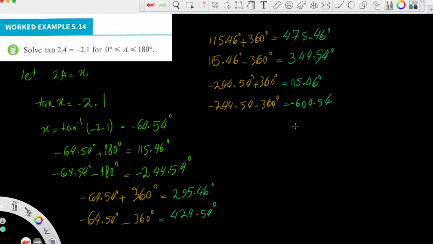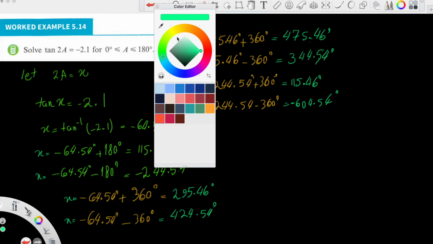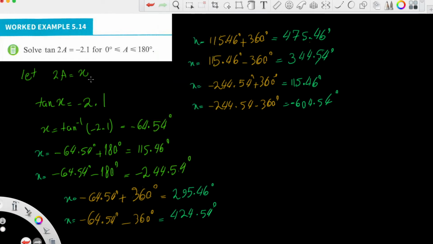Okay, so these are the answers for x. So they are all x. But the unknown of our equation is a. So what is a? a is x over 2.